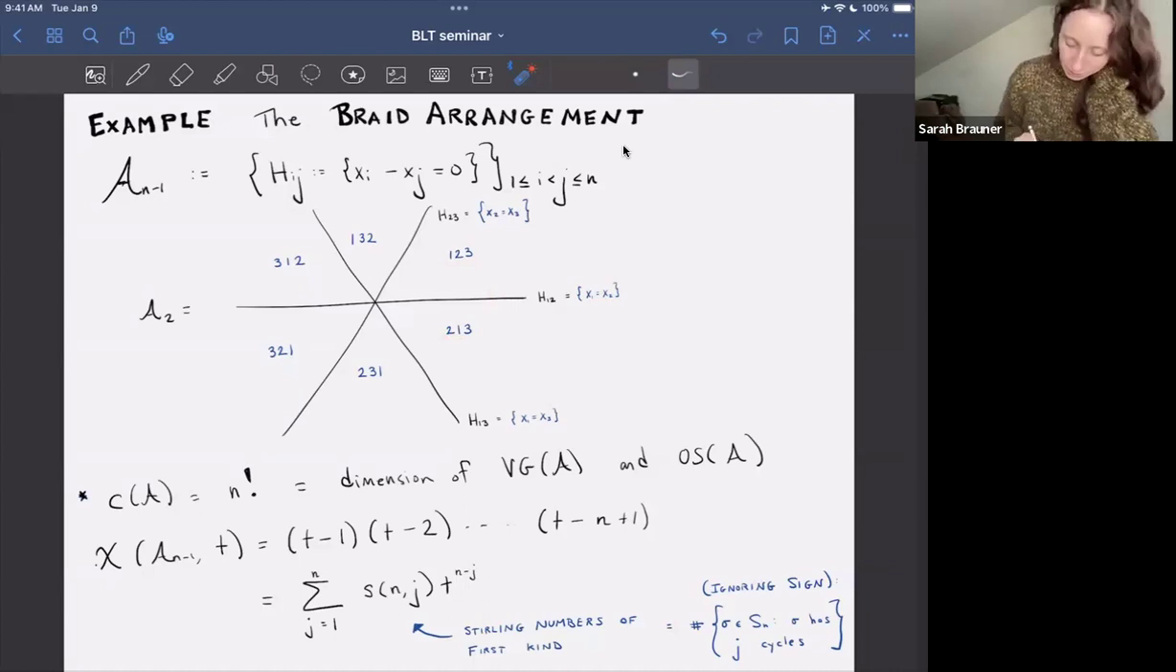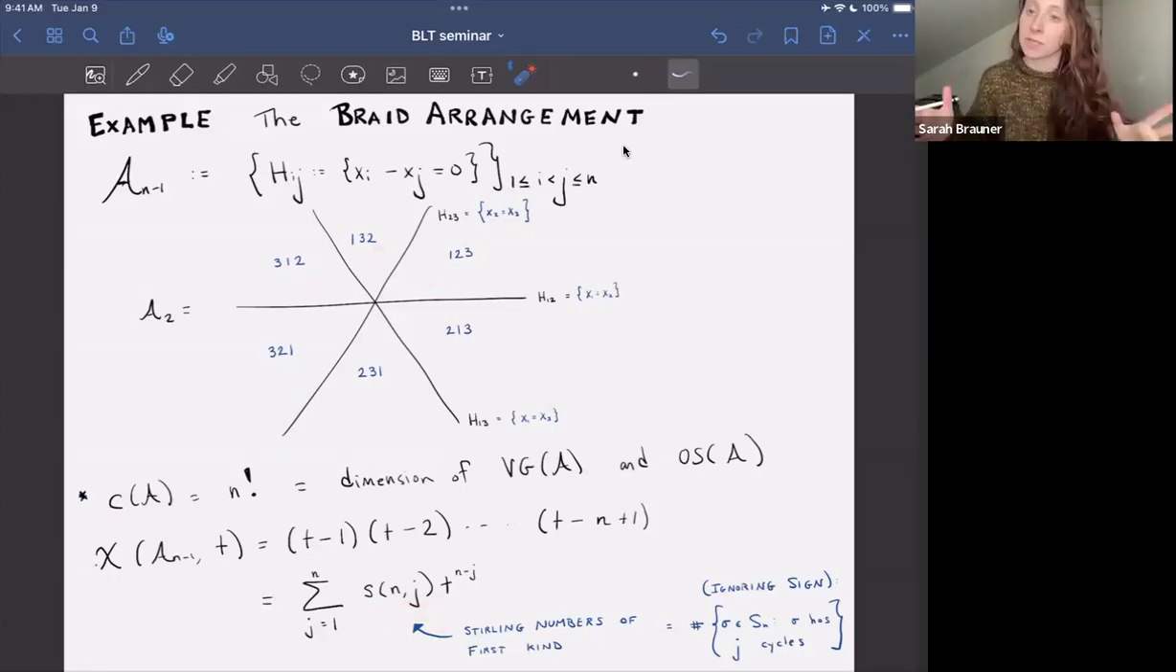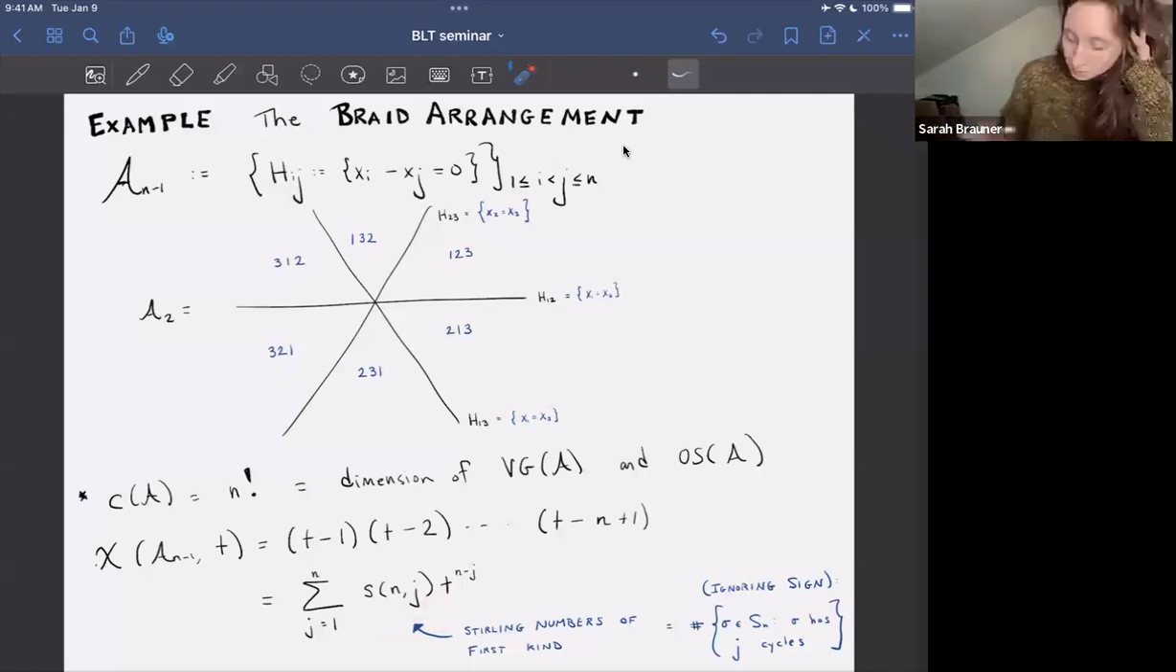Okay, and the characteristic polynomial has this very nice expression. So it factors into this product of linear terms, but I can also express the coefficients as the Stirling numbers of the first kind. So these count the number of permutations in the symmetric group that have J cycles. So you should think of this as refining this permutation information. In general, my dimension will count the number of permutations, and now each graded piece is refining that information by the number of cycles the permutation has.